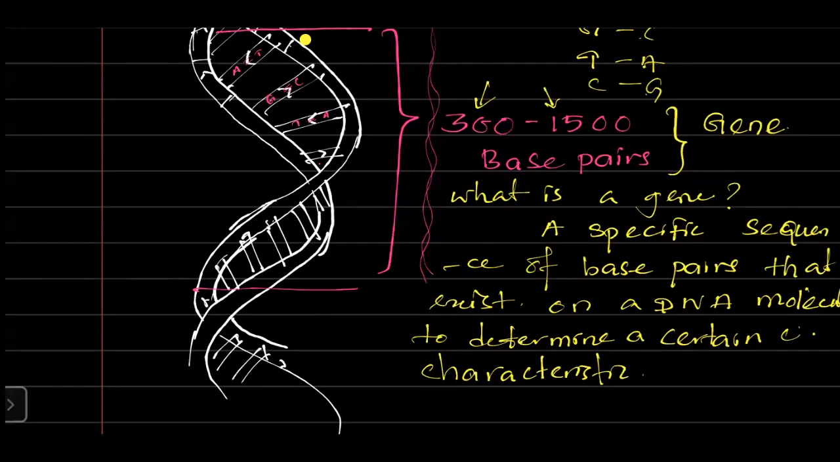A specific sequence of base pairs that exist on the DNA molecule to determine certain characteristics. Yes, a specific sequence of base pairs that exist on the DNA molecule to determine a certain characteristic.